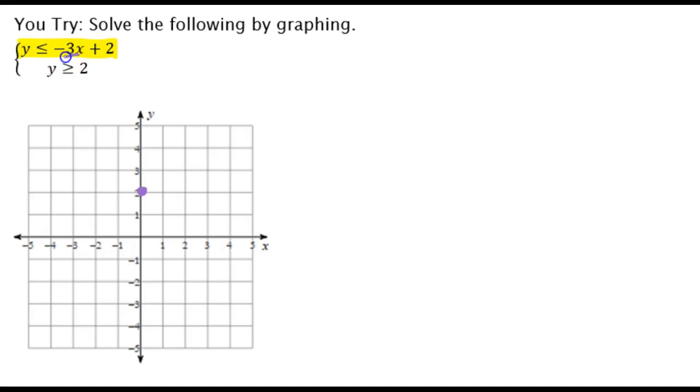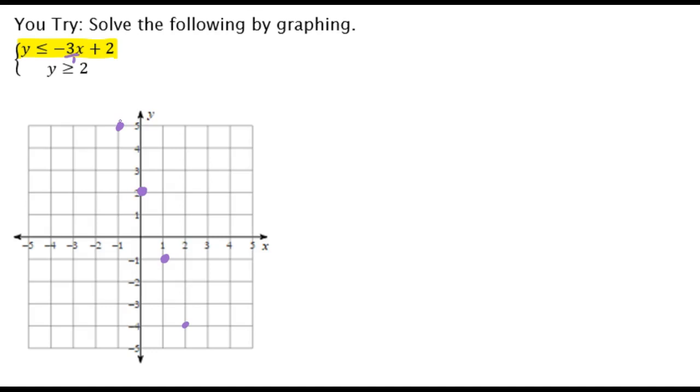If it makes you feel better to put the 1 there so you can see the rise and the run, that would be just fine. So I'm going to go down 3 and right 1, and keep doing that until I run out of space. I actually have enough space to go up 3 and left 1. I'm doing that because when I draw in my other line, I want to see exactly where they cross, and I don't know exactly where that's going to be just yet.